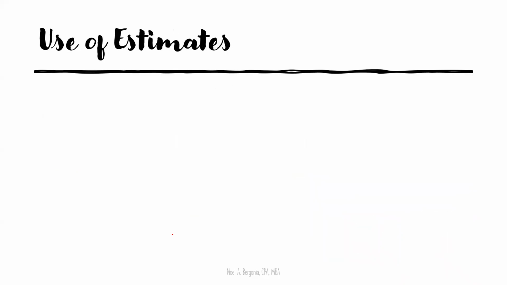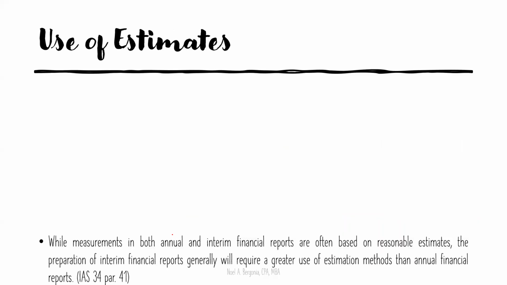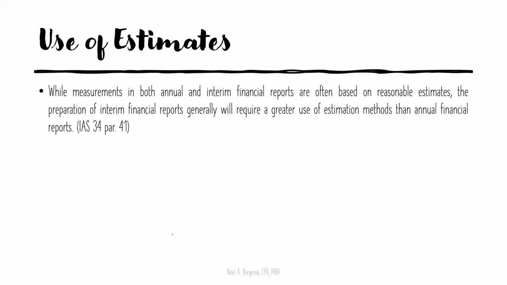So kanina na-mention ko that interim reporting are usually using estimates. And in accordance with IAS number 34, paragraph number 41, when measurements in both annual and interim financial reports are based on reasonable estimates, the preparation of the interim financial report will require greater use of estimation methods than the annual financial report.